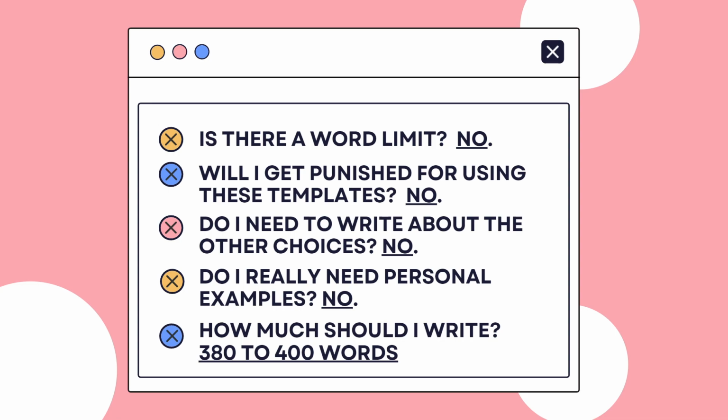As I said, another question, do I need to write about the other choices? No, you don't need to do that. You can focus on your choice. Do I really need personal examples? The answer is no. Like, you don't need to include them. They're not mandatory. I recommend personal examples because they're easy, because they lead to good vocabulary, because they lead to grammatical diversity, but they're not mandatory. You could write a totally persuasive argument that simply consists of your own ideas and theories and logical connections. That's fine too. That's kind of like on the IELTS for what it's worth.